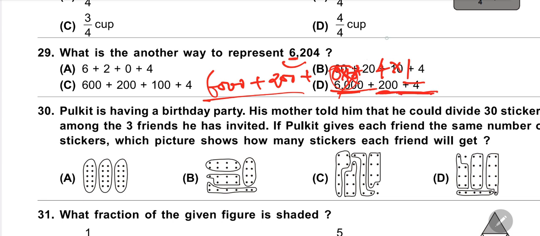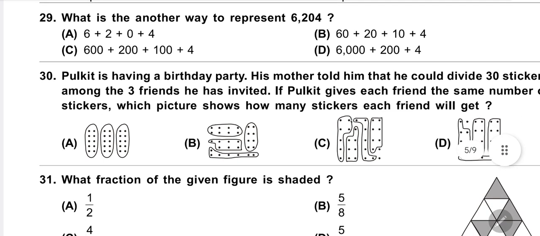Now question number 30. Question number 30 is about Pulkit having a birthday party. His mother told him that he could divide 30 sticks among the 3 friends he has invited.